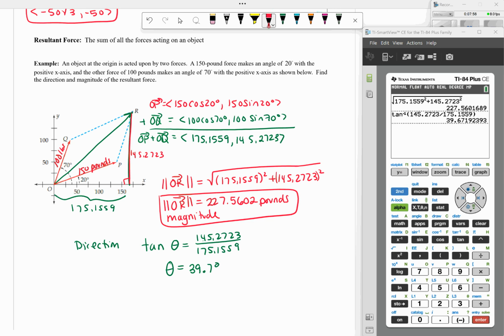So your resultant component form is in quadrant 1. So that makes sense that this is in quadrant 1, but remember, if it was in quadrants 2 or 3, you'd want to add 180 degrees to that answer.